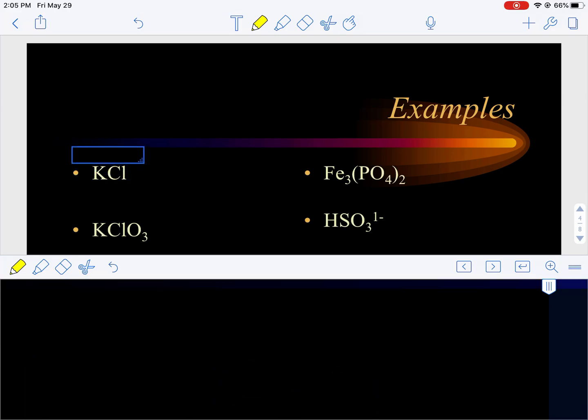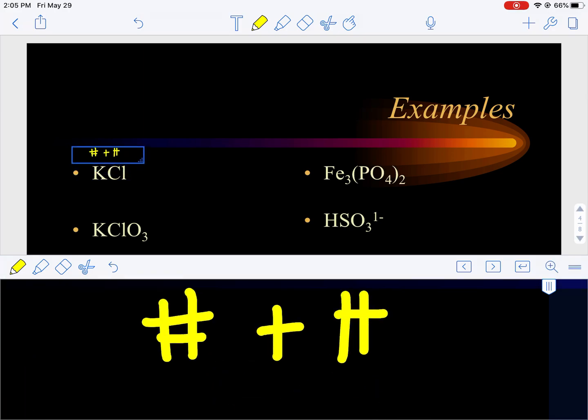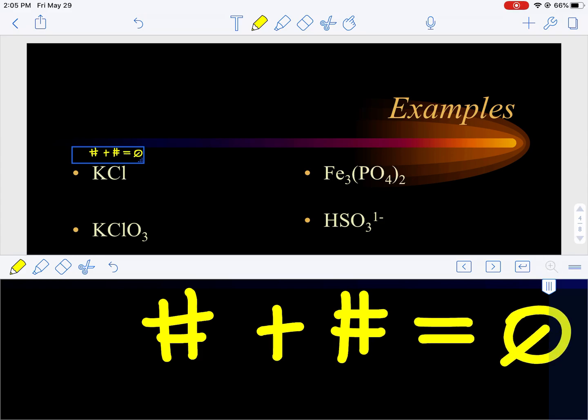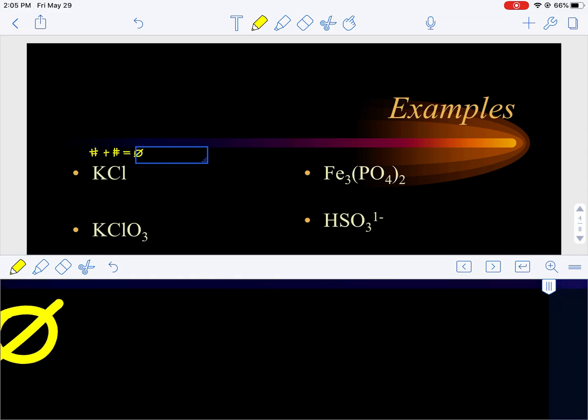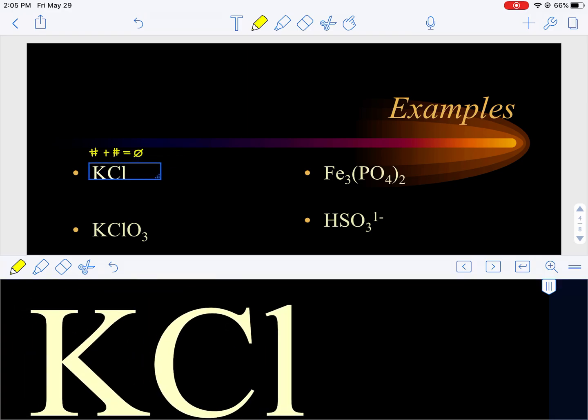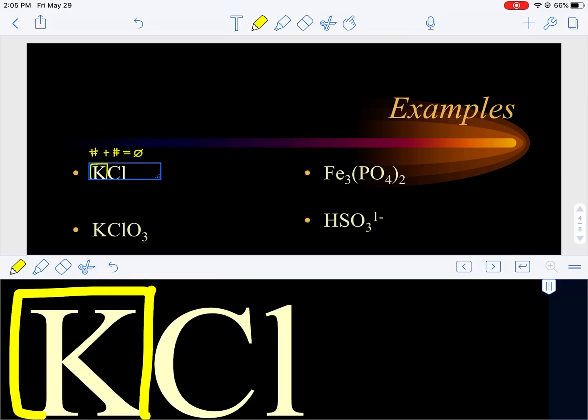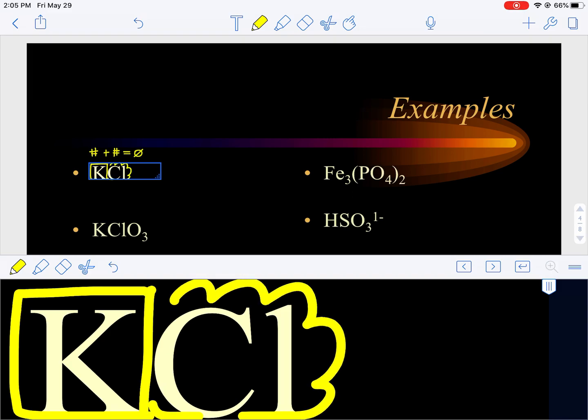I know that this is a compound, so whatever number for potassium and whatever the number is for chlorine, when I add them up, they need to cancel each other out. Compounds are electrically neutral. Potassium is a metal. It's found in group 1. Chlorine is a halogen. It's in group 17. Both of those elements have rules associated with them.